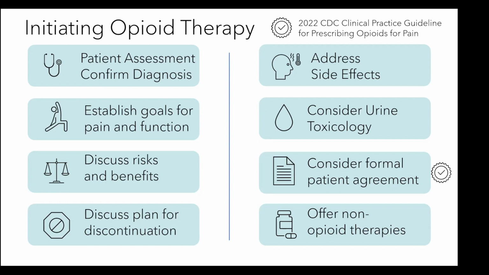And then prior to initiating opioids for subacute or chronic pain, you want to consider urine toxicology, and this should be done prior to initiation and then at least once per year to identify any substances and also a possible diversion. And then consider establishing a formal agreement and ensuring some compliance with each evaluation.